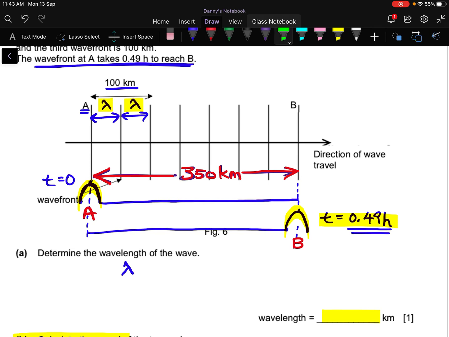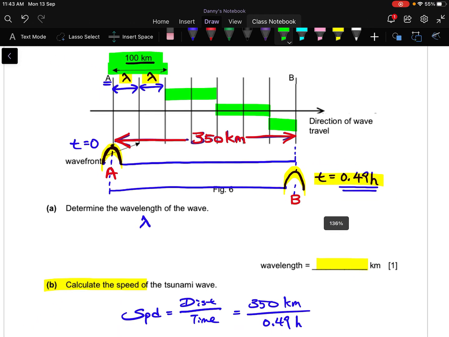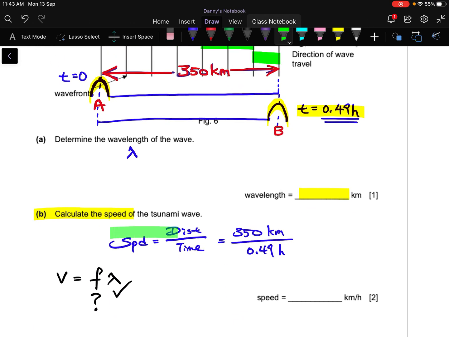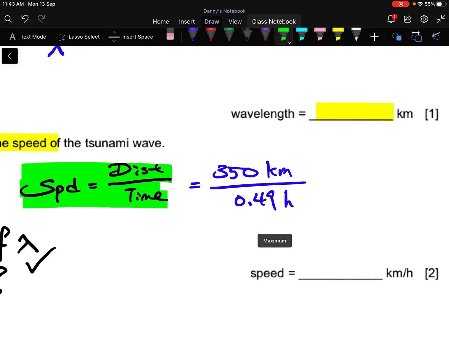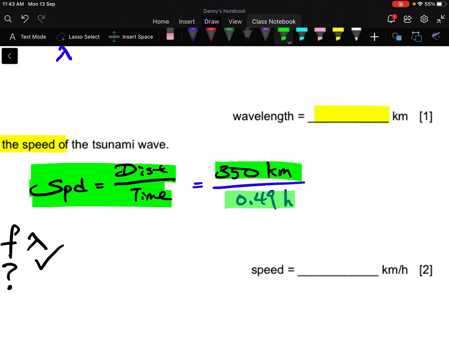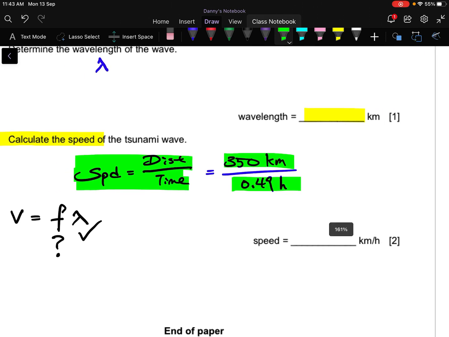How do you tell this? Well, you know that this is 100, 200, 300, 350. Once you have this, you can make use of the very straightforward equation: speed equals distance over time. Distance traveled is 350, time taken is 0.49. That's how you get the answer over here. Make sure that everything is in 2 significant figures. Okay, so please complete your correction and submit to me for another round.